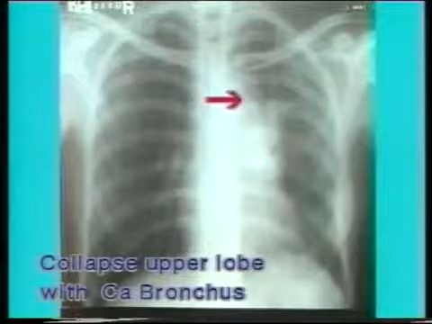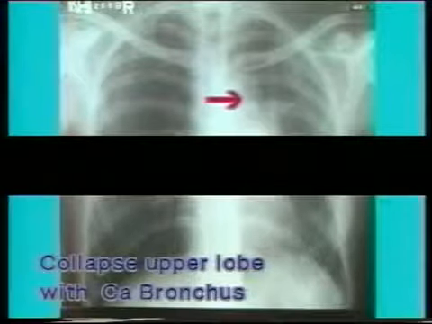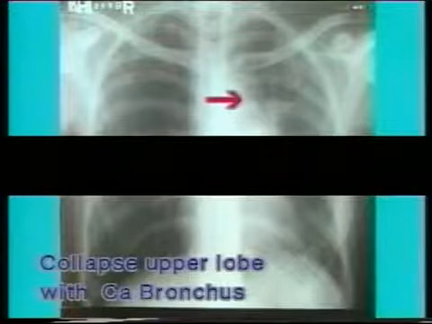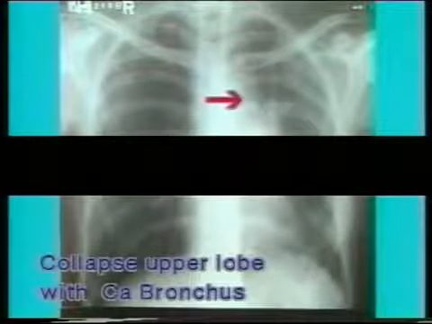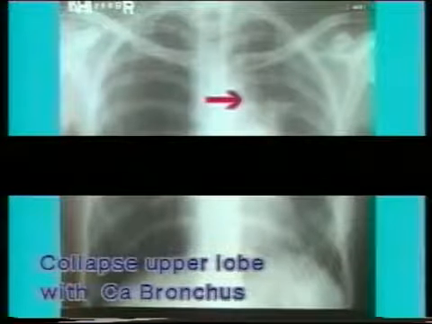Compare the upper zones on the right and left side. The faint opacity of the left upper lobe is appreciated on comparison. Also note the crowding of the ribs on the left side and the raised diaphragm, all indicating an associated collapse.